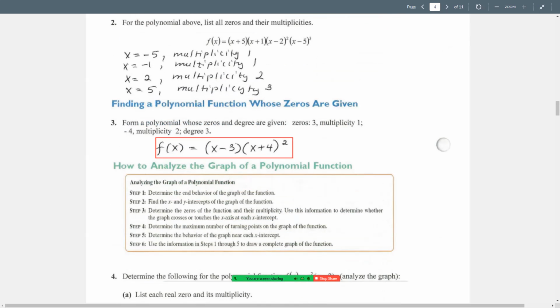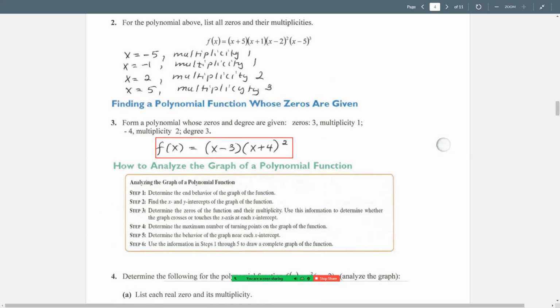All right, form a polynomial whose zeros are given. For example, if I told you, hey, form a polynomial that has zeros of 3 with a multiplicity of 1, negative 4 with a multiplicity of 2, and the degree was 3, then what you would say is, okay, 3 is my 0, so I need x minus 3 to the 1.